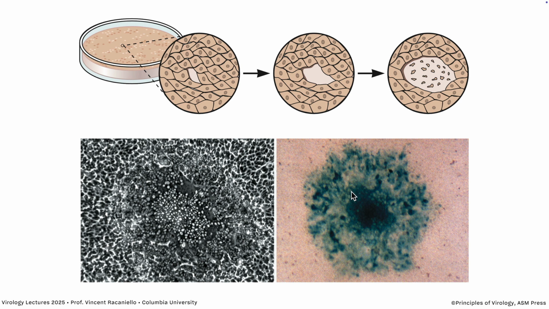And here are two microscopic views of plaques. Here on the left, you can see the cells in the center of this plaque, which are rounded up and detached. And when you remove the overlay, these cells are washed away. And on the right, some viruses don't form plaques, but you can put a gene in the virus that makes for a color, and the color tells you the plaque, and you can count them as well.